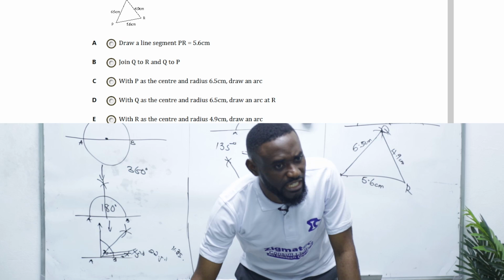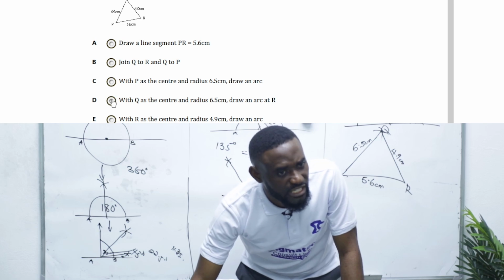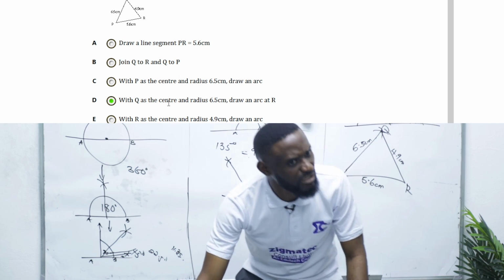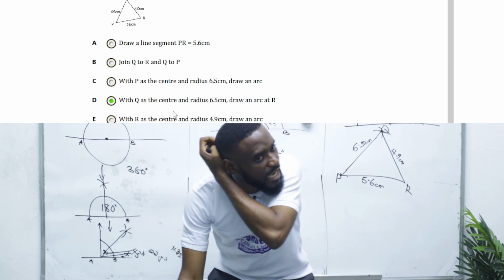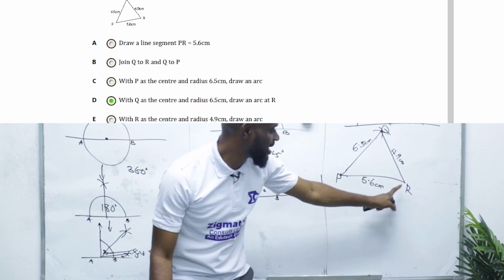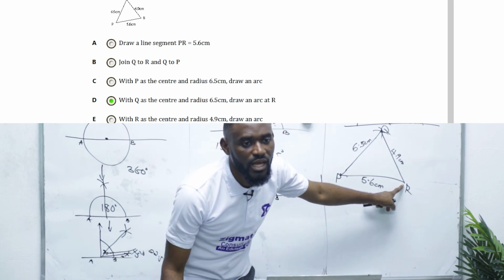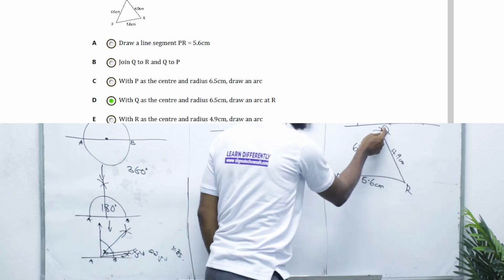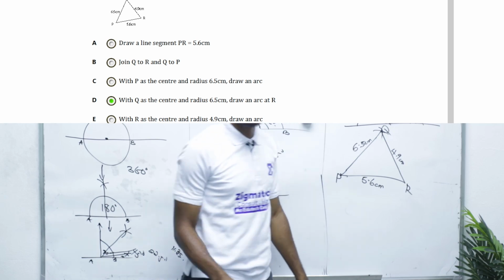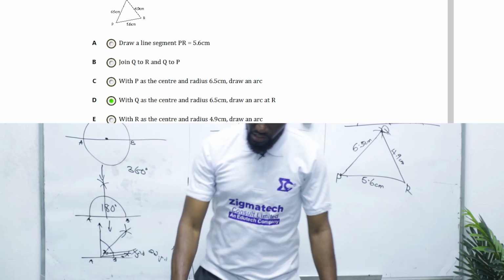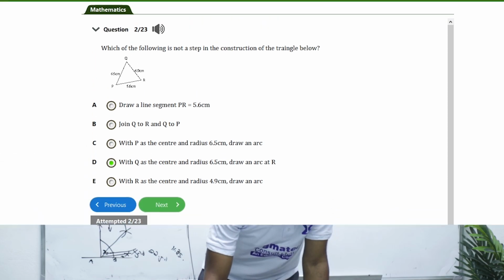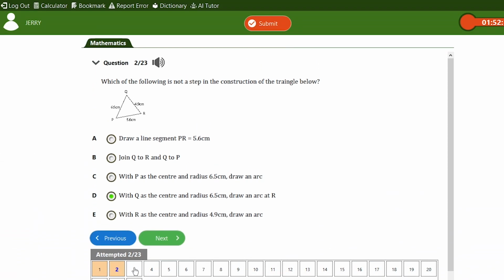Even without looking at option E, we just know that option D is not correct. So let's look at R and compare it with D. With R as the center, yes, and radius 4.9, yes, draw an arc. Can you see? To meet Q. So this is also correct. So option D is the incorrect option there. All right? Okay. Let's look at the next one.